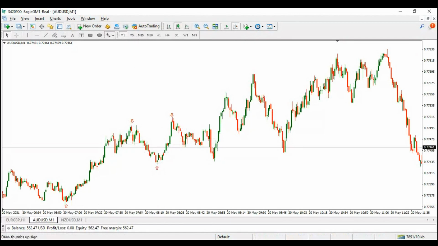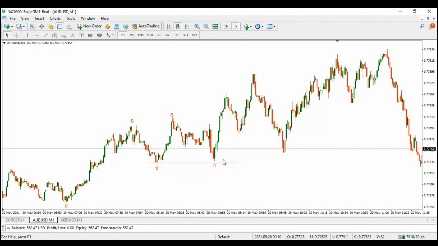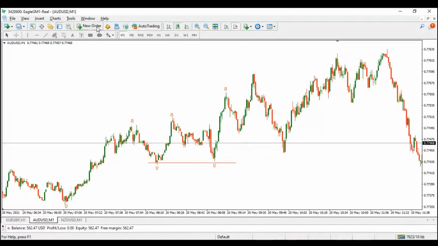Now this is a what? A higher low also. You agree with me that if I put a trend line right here, this low never came lower than this. This low right here never came lower than this. So we can agree that this is a what? A higher low. And this is a what? A higher high. This is a higher low right here also. This is a higher high.